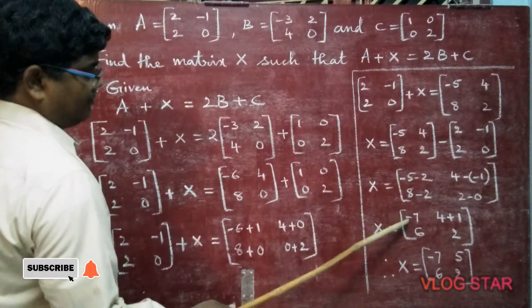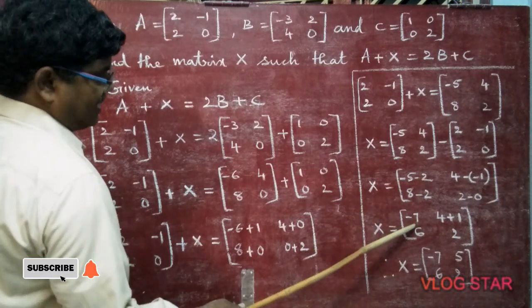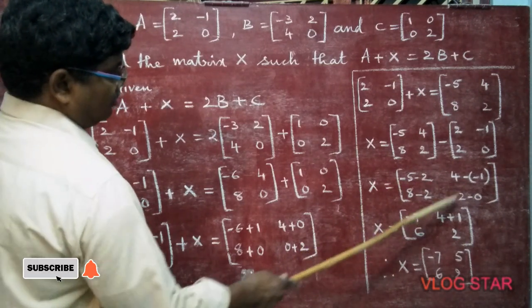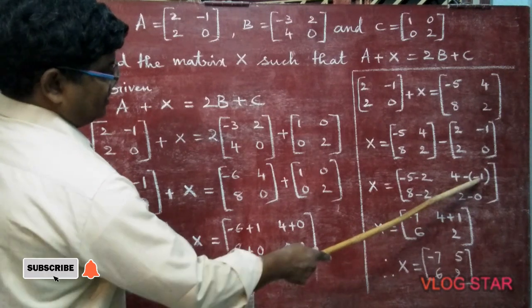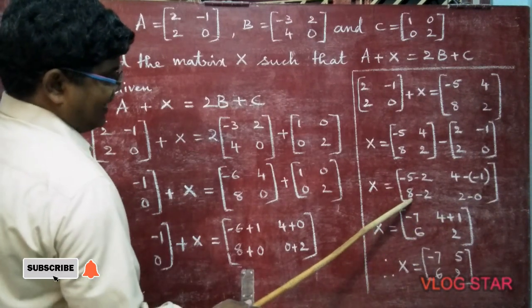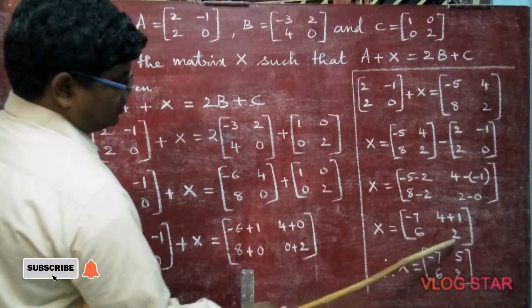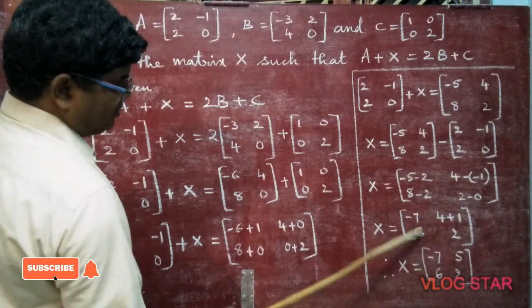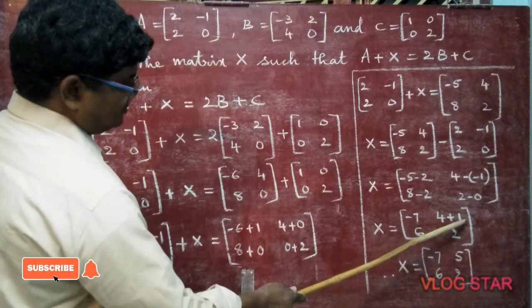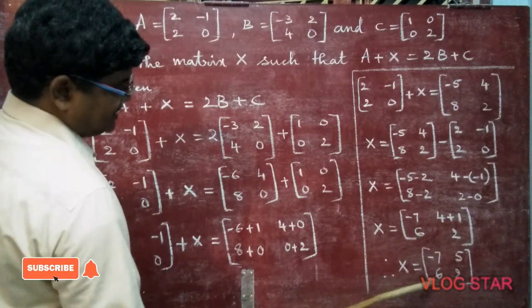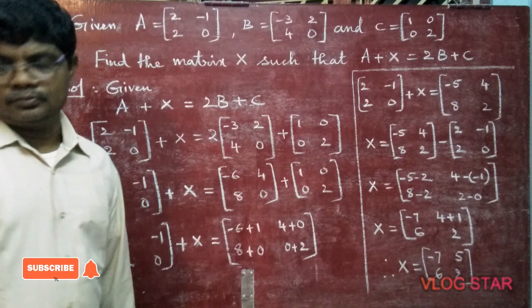Now simplify. Minus 5 minus 2 is minus 7. 4 minus into minus becomes plus 1. 8 minus 2 is 6. 2 minus 0 is 2. Therefore X is equal to minus 7, 4 plus 1, how much? 5. 6. 2.